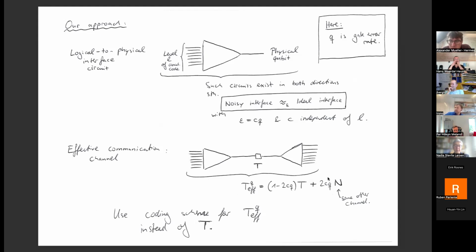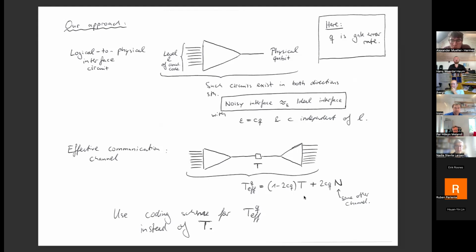So this is a different channel, but then we can use a coding scheme for this effective channel instead of T. This will achieve certain rates. And if Q here is small enough, then we can relate the rates achievable for the effective channel to the rates achievable for T by a simple continuity bound. These capacities are continuous, so if this channel is close to T, then the capacities don't differ very much. That's the high level idea.